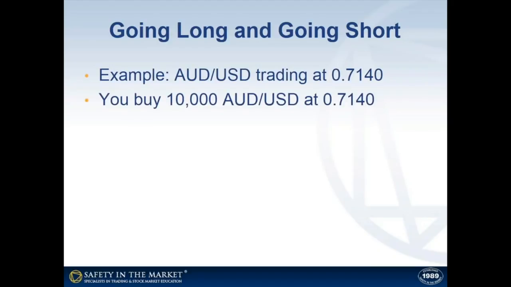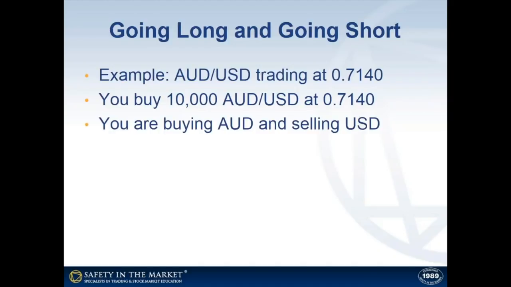So let's say the Aussie US dollar is trading at 71.40 and you buy a position. You want to go long, or you want to make money as this Aussie dollar US pair goes up. So you buy 10,000 of AUD/USD at 71.40. What you're actually doing in this transaction is you're buying currency one, so you're buying Aussie dollars, and you're selling US dollars. So we're buying 10,000 Aussie dollars.